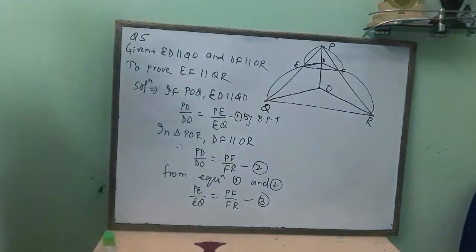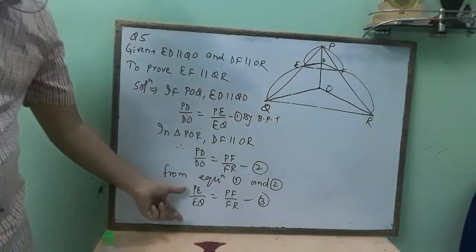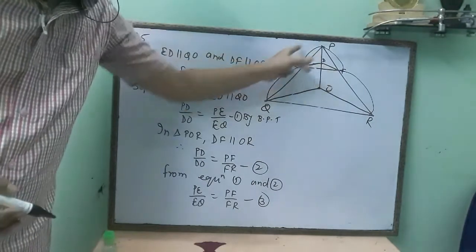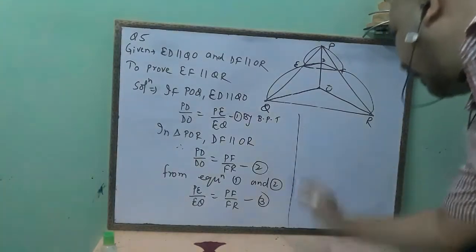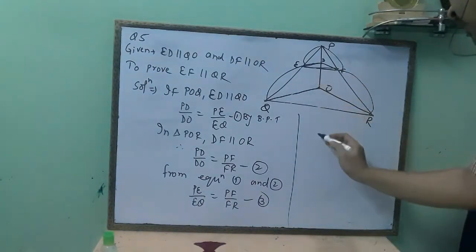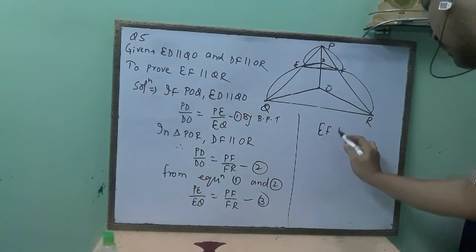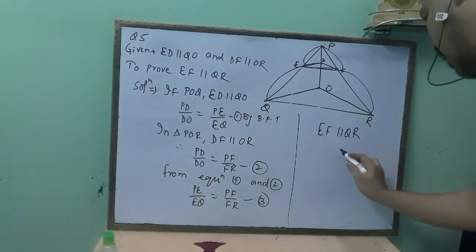Now according to the converse of Thales theorem, if ratios are equal, then the line that divides the other two sides will be parallel to the third side. Therefore through this we can say that the line is EF, so EF is parallel to QR, hence proved.